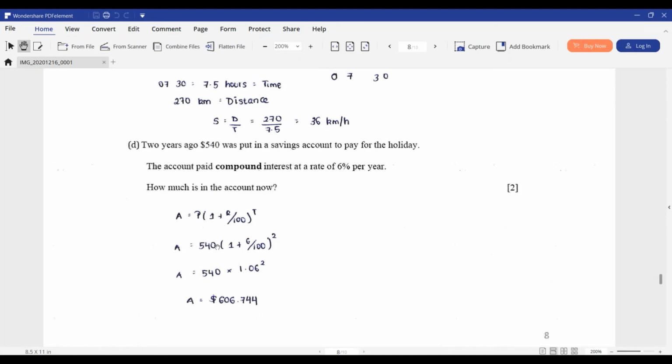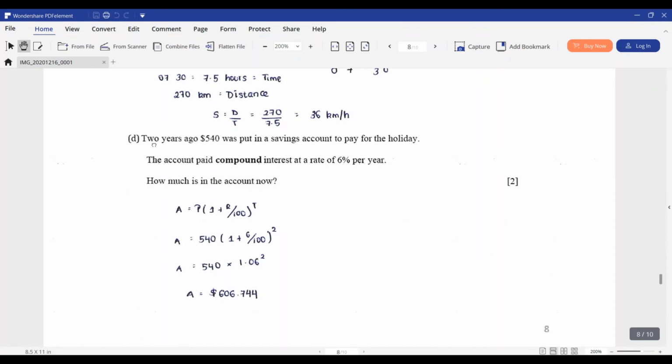So P open bracket 1 plus R over 100 close bracket power time. So 540 bracket 1 plus 6 over 100 close bracket squared. So squared basically means the time, because it's for 2 years. See, 2 years ago, they have not really made it obvious. So 540, we're going to solve what's in the bracket first. So 540 multiplied by 1 plus 6 over 100, 1.06. So this amount squared. So 540 times 1.06 squared.